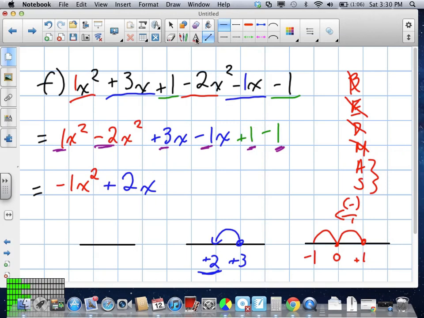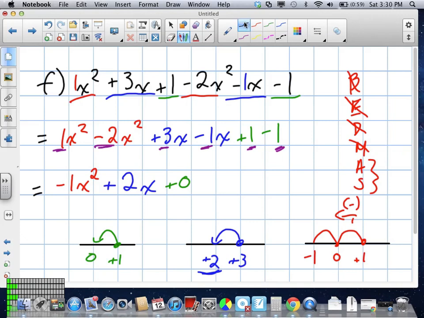Where do we start? What term? Positive 1. So I'm at positive 1. Which direction does it tell me to go? Left 1. So 0. So I can just put plus 0. Now, do I need to write that plus 0 in?